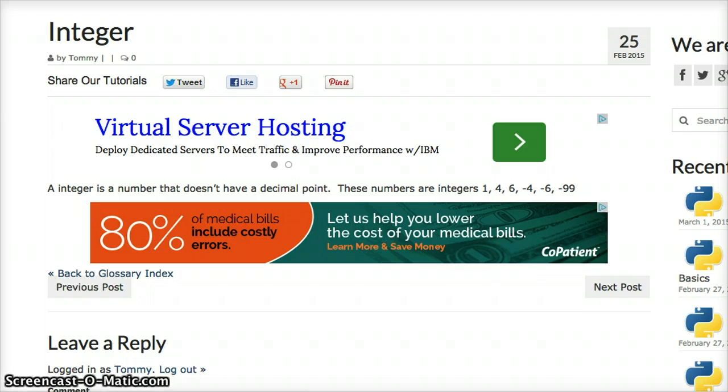Today we're going to discuss integer. What is an integer? Integer is any number that doesn't have a decimal point. To demonstrate this, we're going to bring up our Python interpreter.